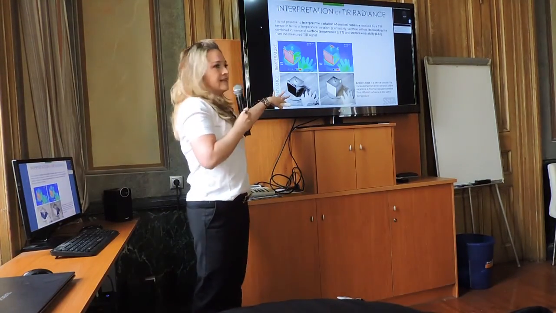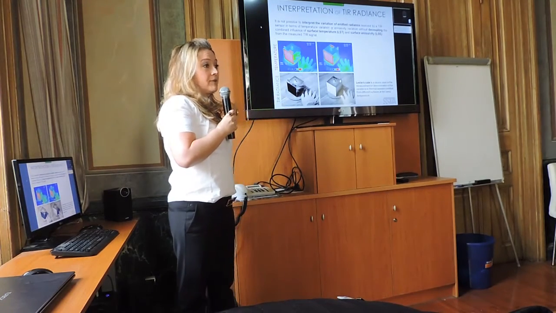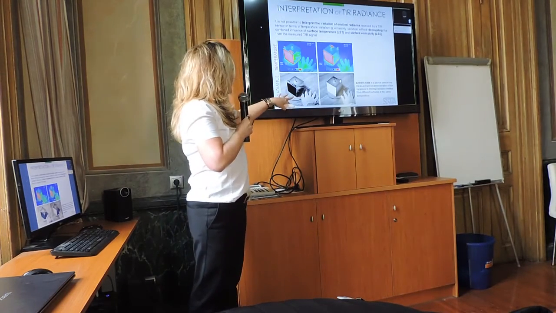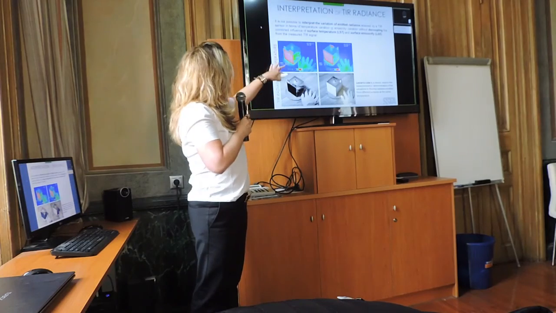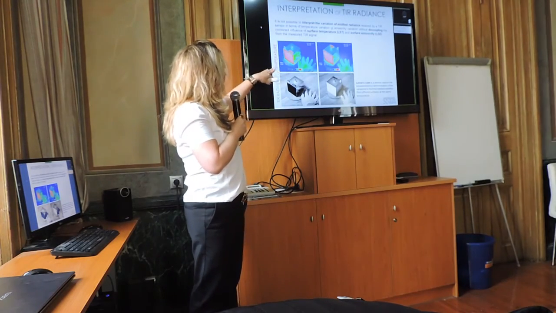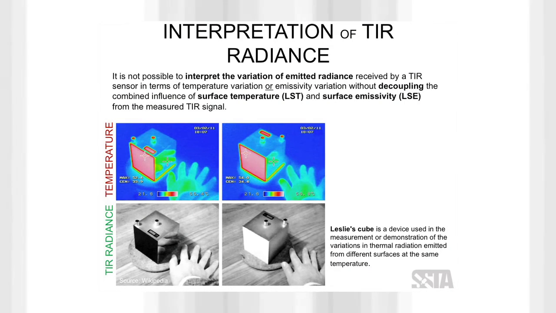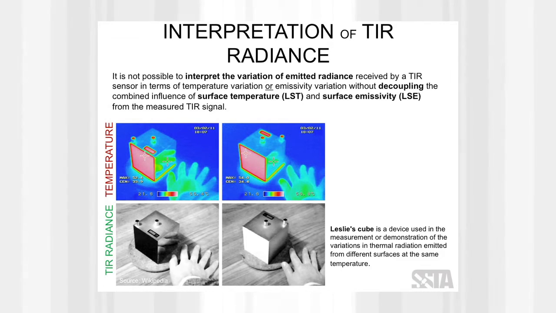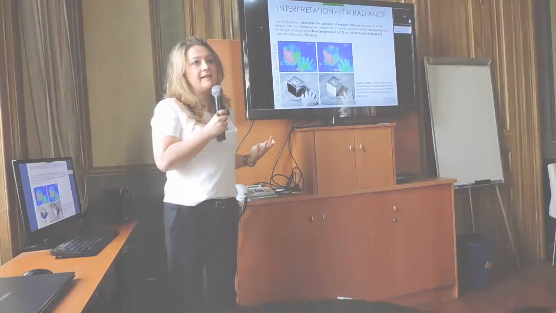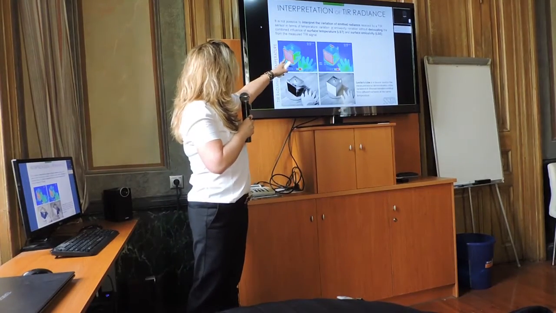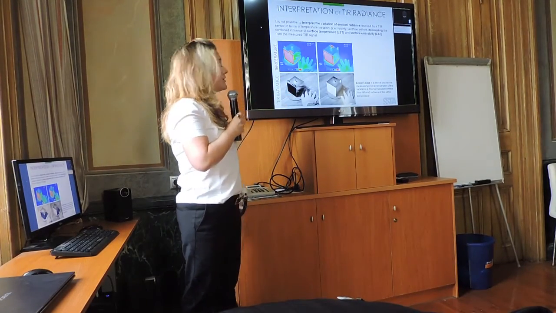This is the radiance that is measured by a thermal infrared sensor. You see, these are different, whereas here the temperature map shows that these two sides of the cube have the same temperature. But they don't have the same radiance. Why? The reason is that they are made of different material, and this gives you a different radiance.